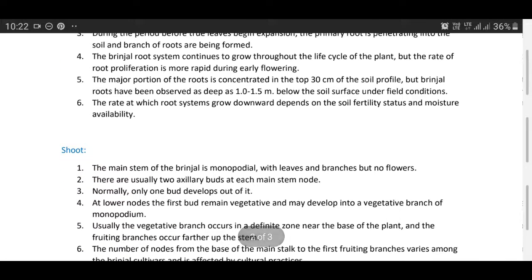Third one is shoot. The main stem of the brinjal is monopodial with leaves and branches but no flowers. It means the stem incorporates these things. There are usually two axillary buds at each main stem node. Normally, only one bud develops out of it.